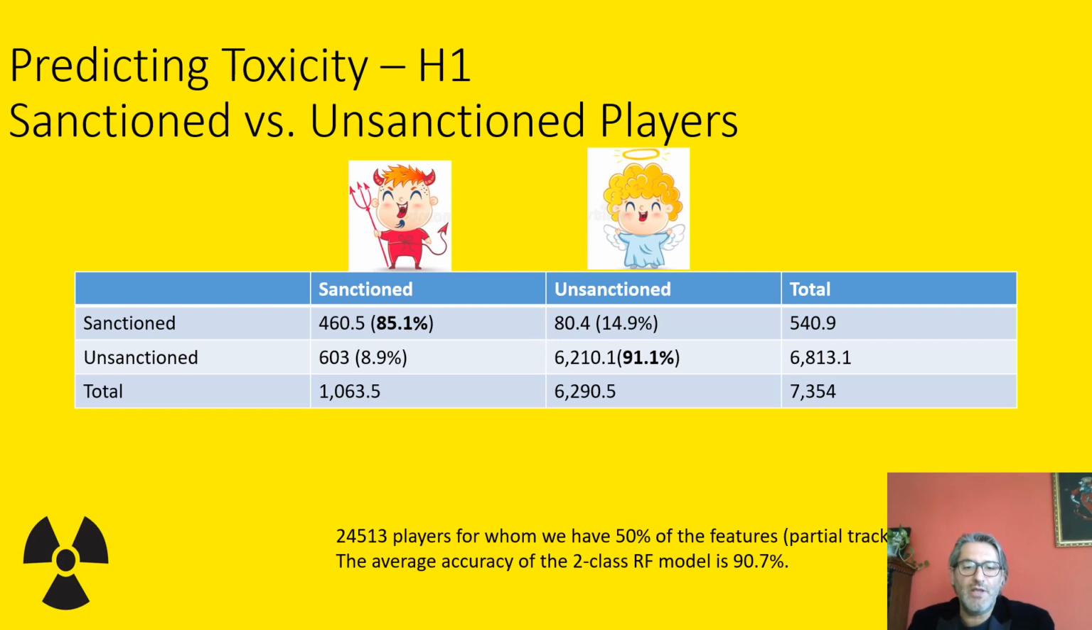Now, we wanted to try to run this analysis on a larger dataset, so we looked at players for whom we have 50% of the features tracked. The performance went up considerably, because we were able to correctly identify sanctioned players 85% of the time and unsanctioned players 91% of the time. The average accuracy of this two-class random forest model is 90.7%.